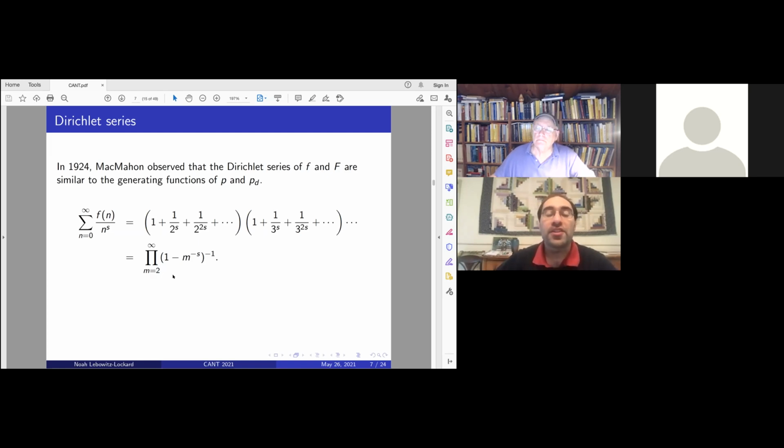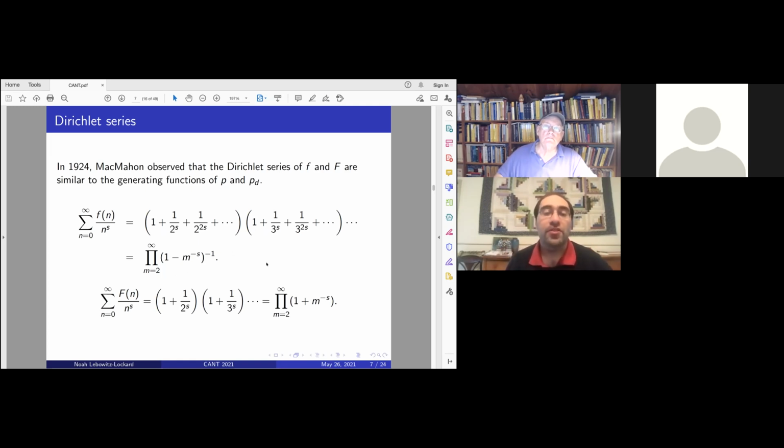We get the product as m ranges from 2 to infinity of 1 over 1 minus m to the negative s. And so if you recall from a few slides ago, the generating function of partitions was the product of 1 over 1 minus q to the m. So instead of q, we basically just have m down here.